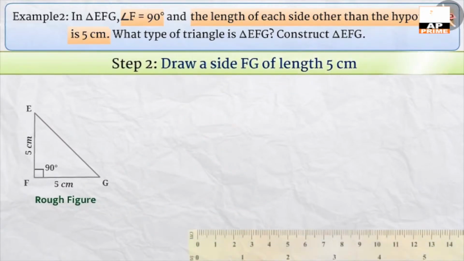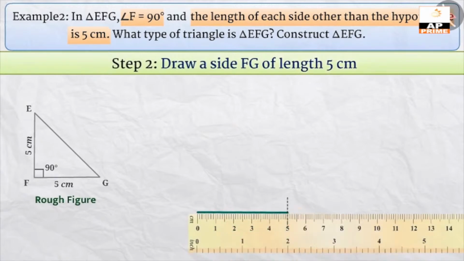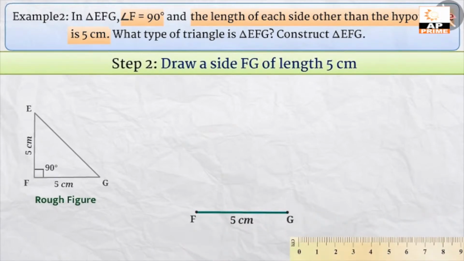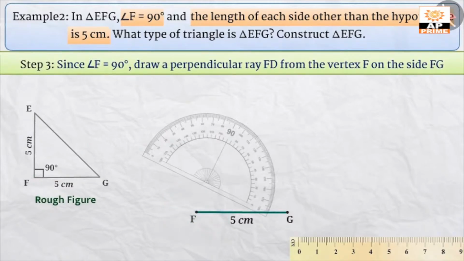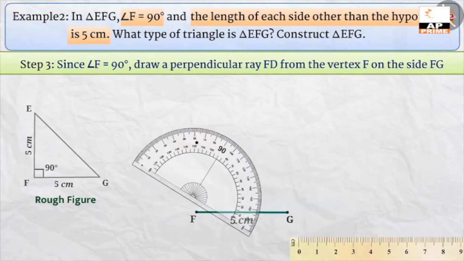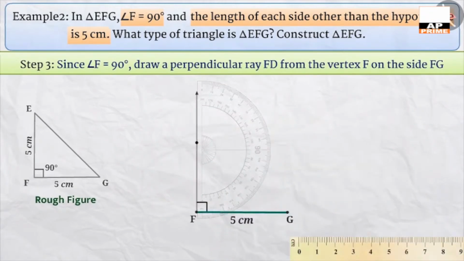Step 2. Using a ruler, we will draw a line segment FG of length 5 cm. The line segment FG is the side of triangle EFG. Step 3. With the help of a protractor, we will mark an angle of 90 degree on the vertex F, from which we will get a perpendicular ray FD on the side FG. The vertex E should be situated somewhere on the ray FD.